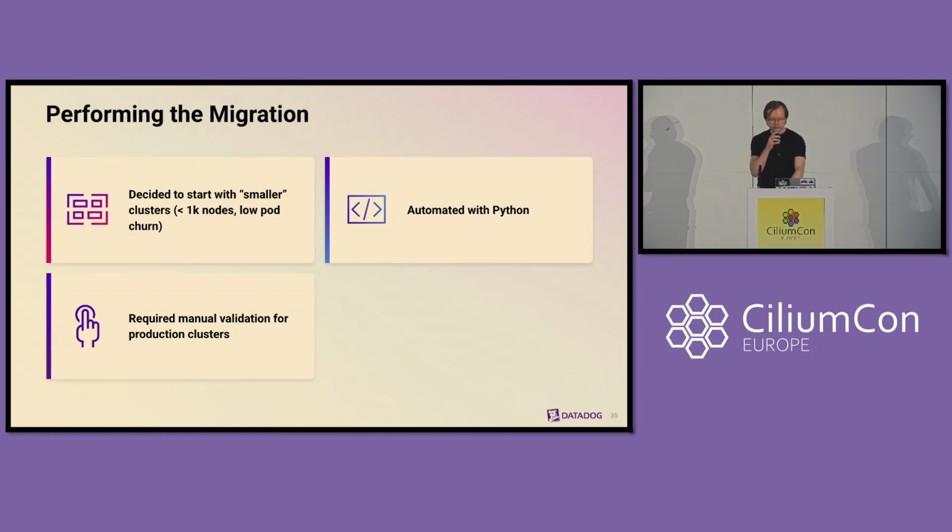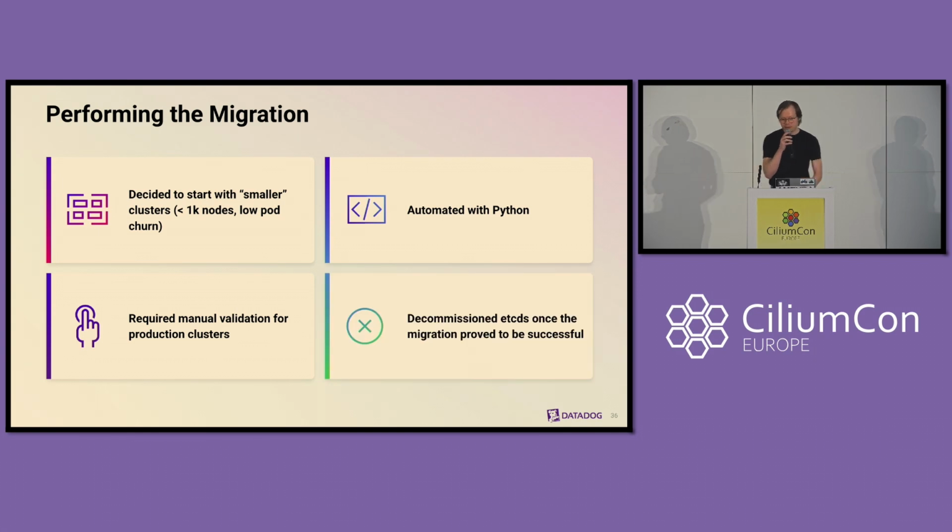We still required some manual validation for production clusters for some key moments of the migration, because we're doing a sort of one-off migration for some very sensitive systems. But I think we could have just written some monitor gates, because now we're pretty confident. The migration went very smoothly on a bunch of clusters. And finally, we decommissioned etcds once the migration proved to be successful.